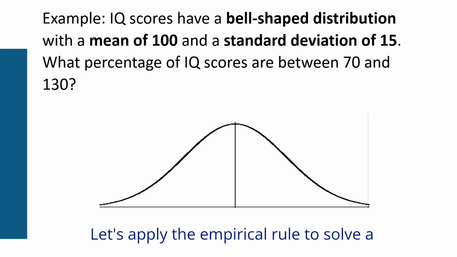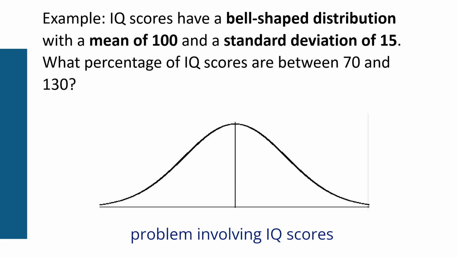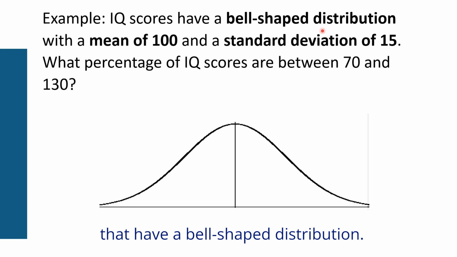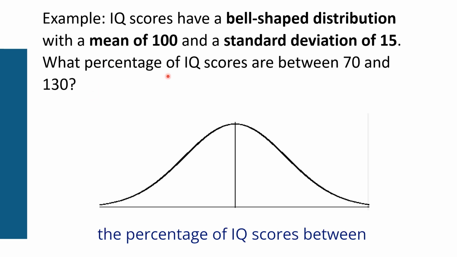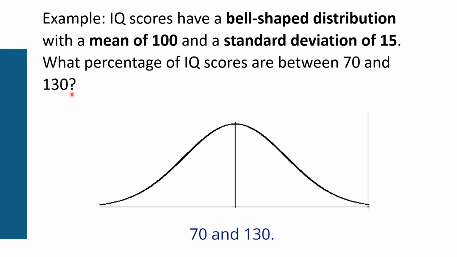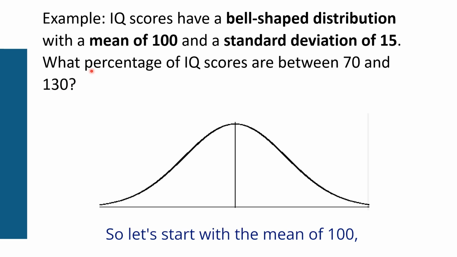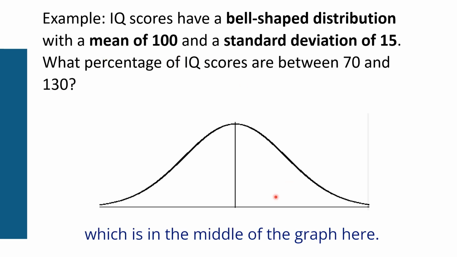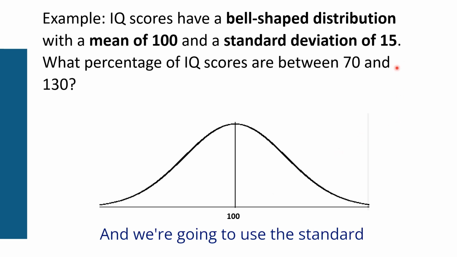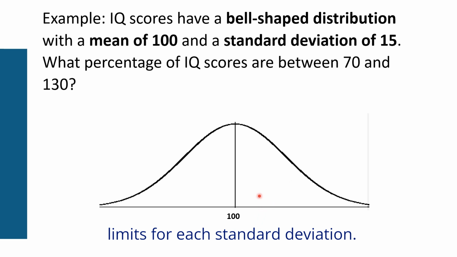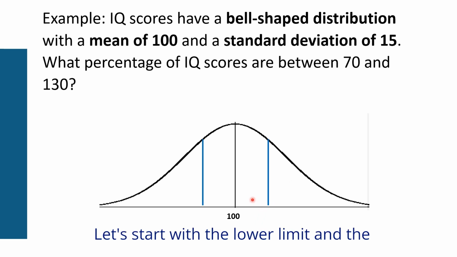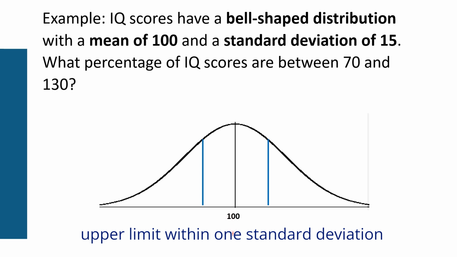Let's apply the empirical rule to solve a problem involving IQ scores that have a bell-shaped distribution. We are told that the mean is 100 and the standard deviation is 15. Our goal is to find the percentage of IQ scores between 70 and 130. So let's start with the mean of 100, which is in the middle of the graph here. And we're going to use the standard deviation to find the lower and the upper limits for each standard deviation. Let's start with the lower limit and the upper limit within one standard deviation from the mean.